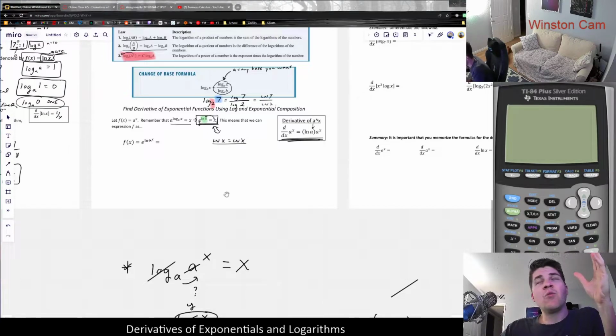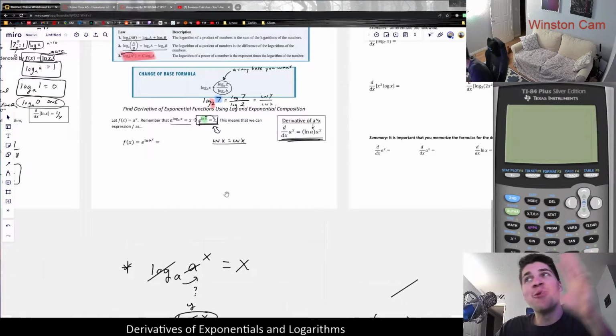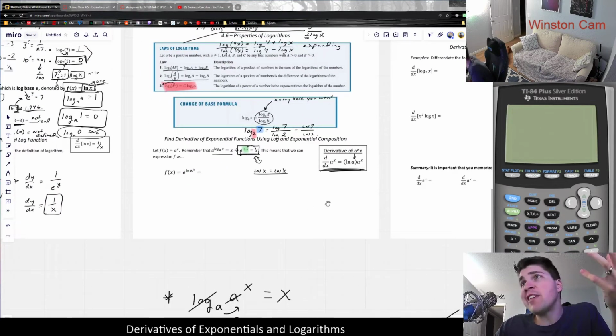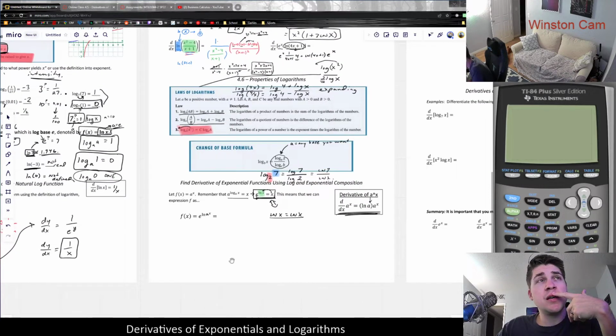Anyways, why do you care about any of this? Why is this relevant? Well, I just wanted to show you another tactic. It's an algebraic tactic which is useful in math sometimes. And it's another way of thinking about the derivative of exponentials and logs using this sort of compositional idea.